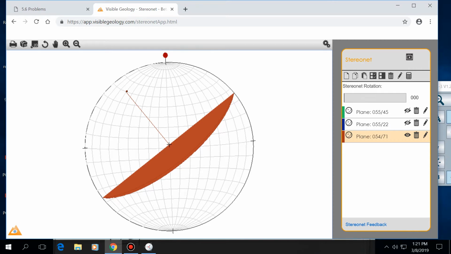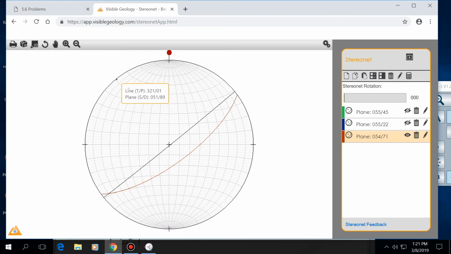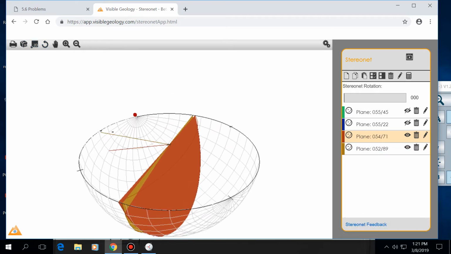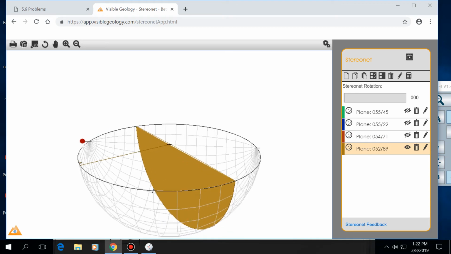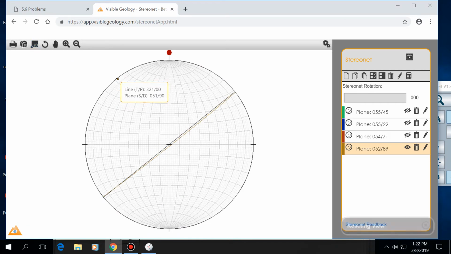Yes, 71. So let me add one more then. Let me add one close to 90. It will be a plane somewhere over here. Oh, okay. Thank you. And if we now look at that in 3D, that is the plane. You see it's almost vertical, and the pole is right there. If you look from the top, that has a dip of about 90 degrees.